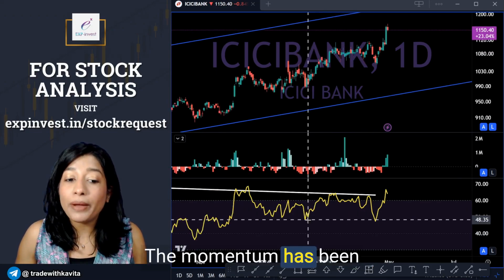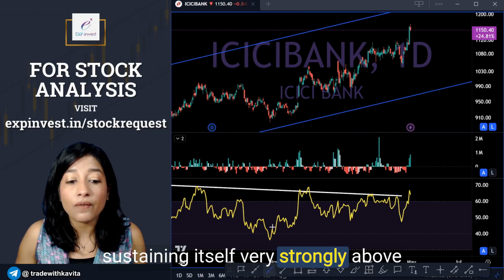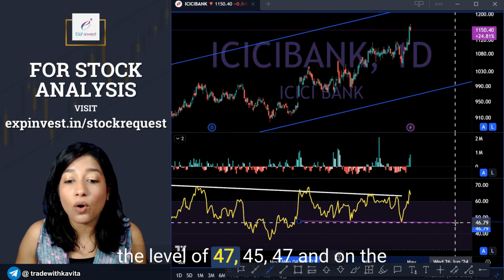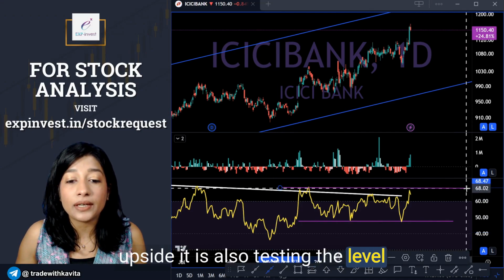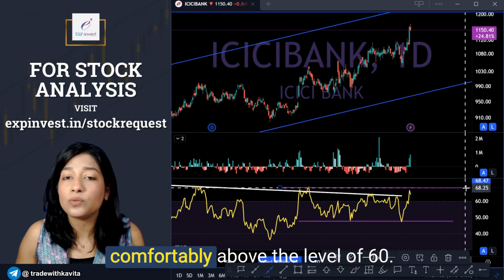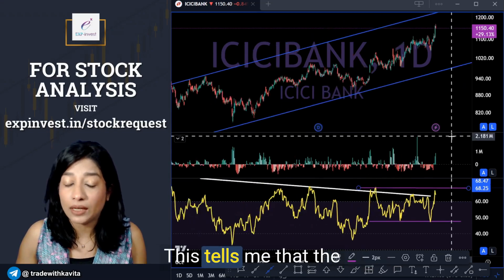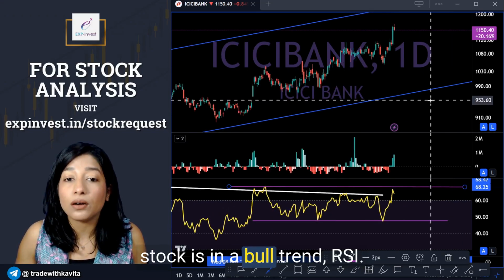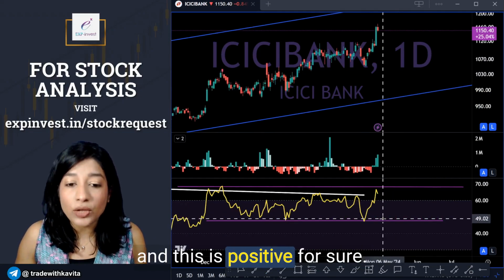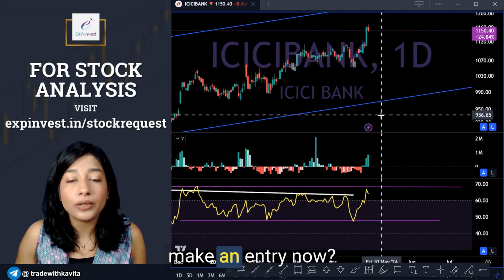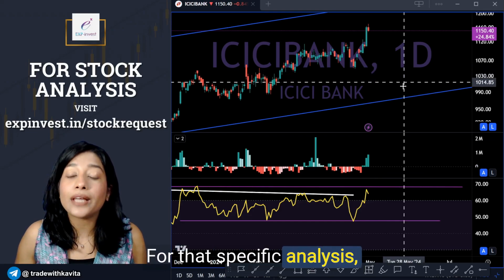The momentum has been sustaining itself very strongly above the level of 45, 47, and on the upside it is also testing the level of 68, which is very comfortably above the level of 60. This tells me that the stock is in a bull trend. This is called the RSI bull range, and this is positive for sure. But is it a good time to make an entry now? For that specific analysis, we need to go down.